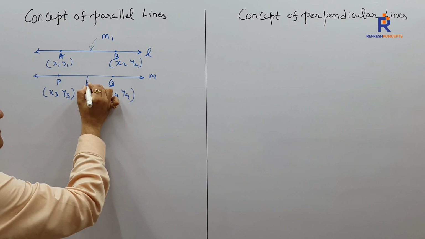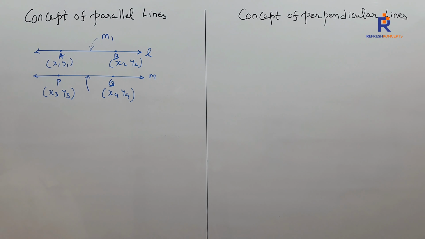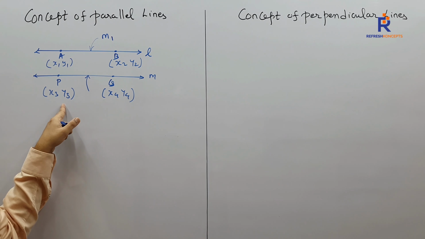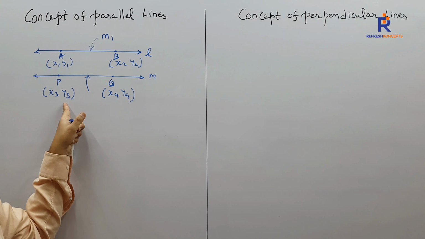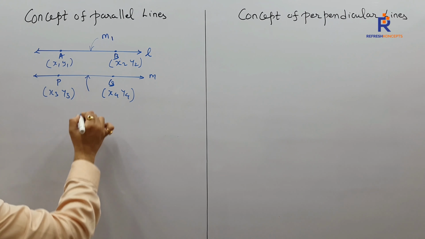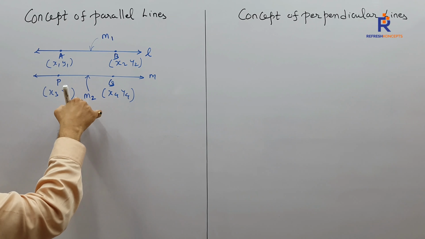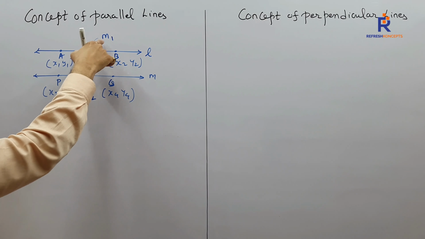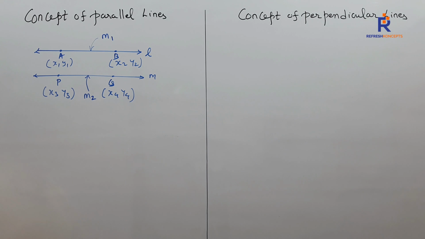On the same lines, I am supposed to find out the slope of this line also. How will this be found out? y4 minus y3 upon x4 minus x3. Right? So can I get the slope of both the lines? I'll say this as m2, and this is m1. First line m1, second line m2.